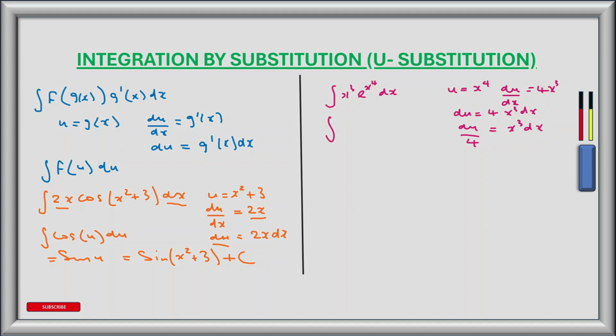So we have the integral of, substituting for u, e to the power of u, and substituting for x cubed dx, we have du divided by 4. So if we take 1 over 4 outside of the integral, we have 1 over 4 multiplied into the integral of e to the u du. So if we integrate that, we get e to the power of u divided by 4 plus a constant of integration. So if we substitute u back into this expression, we get e to the power of x to the power of 4 divided by 4 plus a constant of integration.